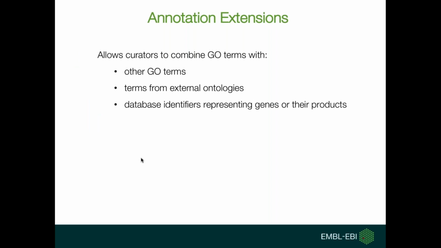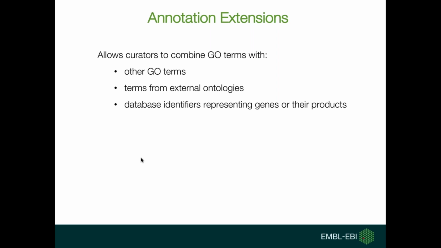And last, we have the annotation extensions. These are something that is, again, kind of important for the new QuickGO. This allows us GO curators to actually combine GO annotations with other GO terms. So normally you would have to create independent annotations for each GO term, but in this case, an annotation extension allows you to connect functions with processes and processes with other processes, or a process that only occurs in a cellular component at a given time.